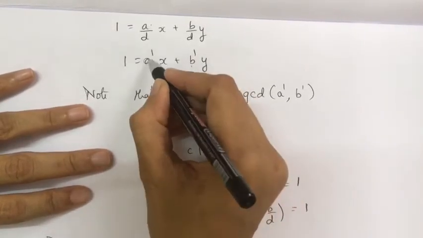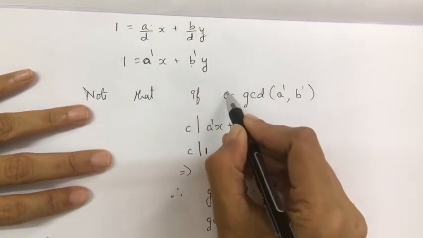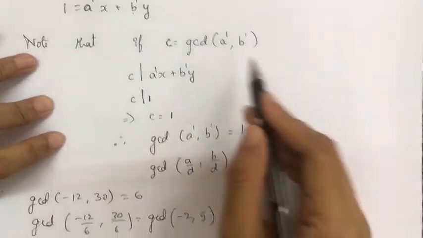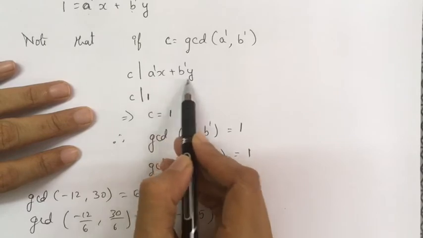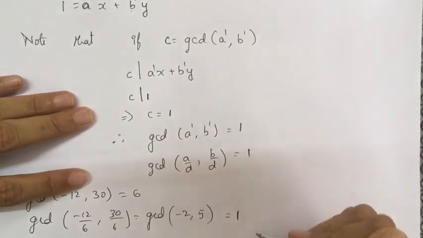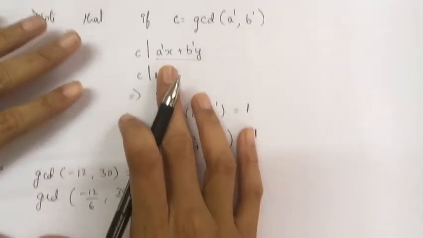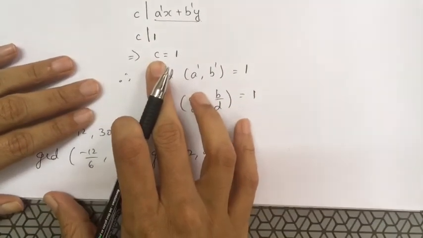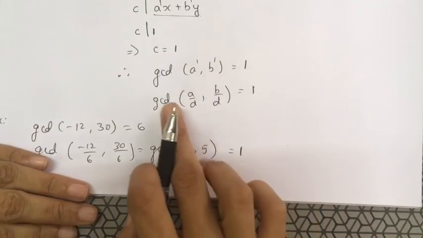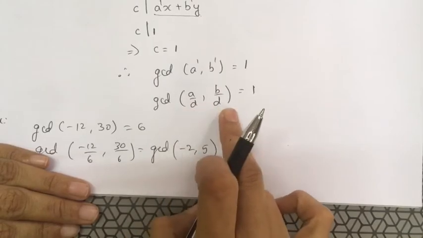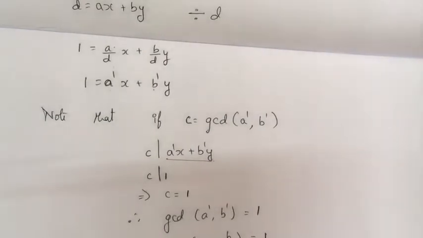Now you observe that for these two integers there is a GCD. I'll take it as C. C is the GCD of A dash and B dash. Then C must divide A dash X plus B dash Y for some choice of X and Y. What is A dash X plus B dash Y? It is 1. So C divides 1, that means C is 1. That means the GCD of A by D and B by D is equal to 1. So it's a corollary to the previous theorem.